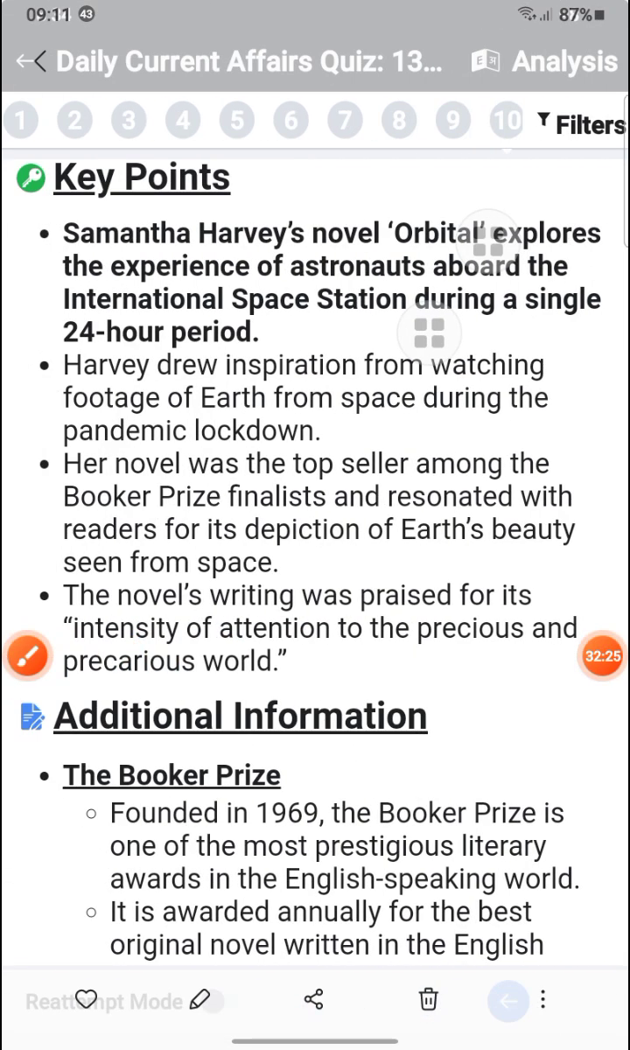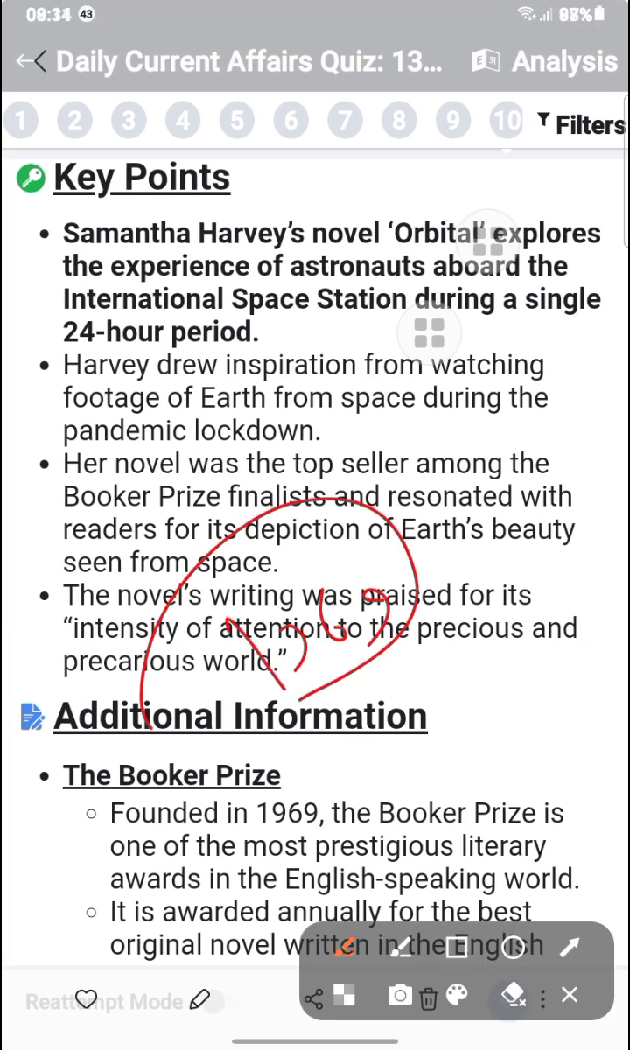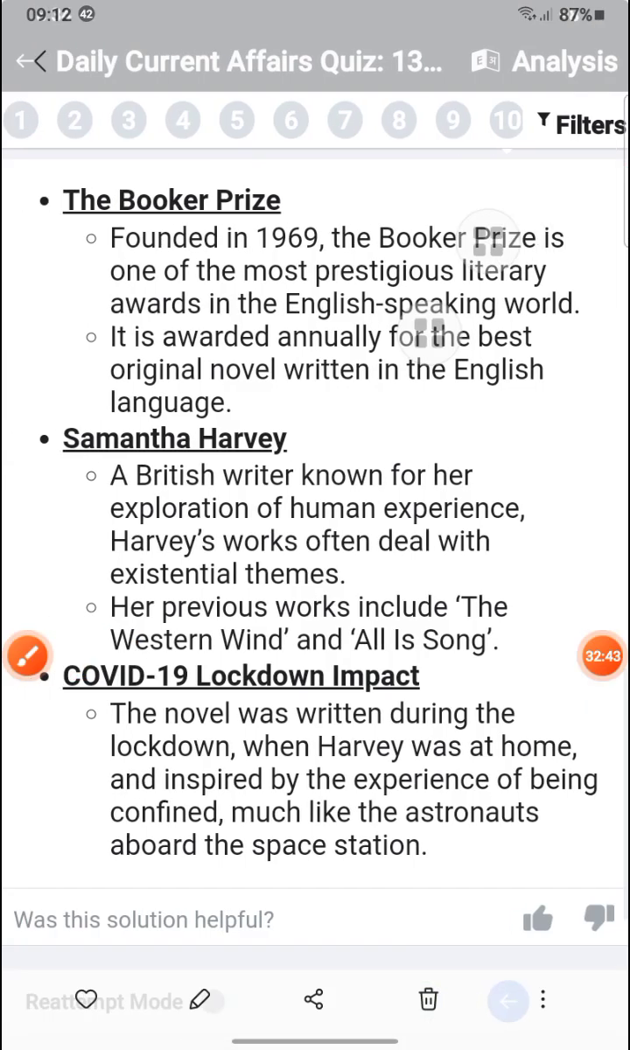Now the next one: the Booker Prize came in 1969, and it is the most prestigious literary award for the English speaking world. It is for the English speaking world. Okay, so that was also important.